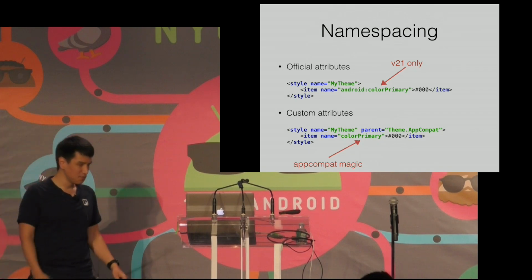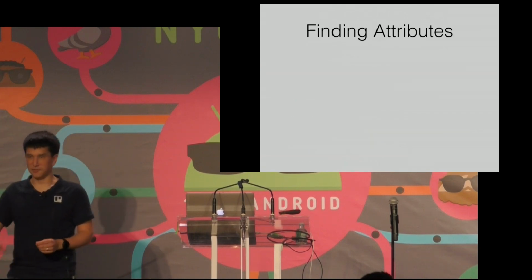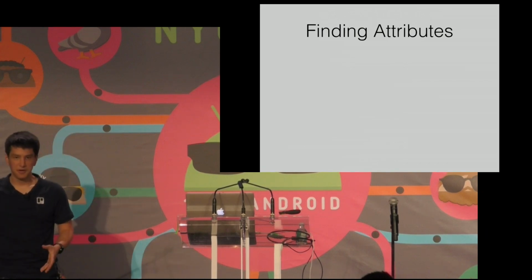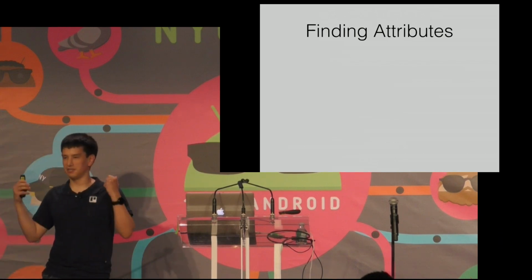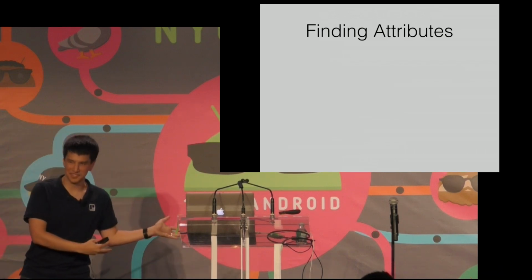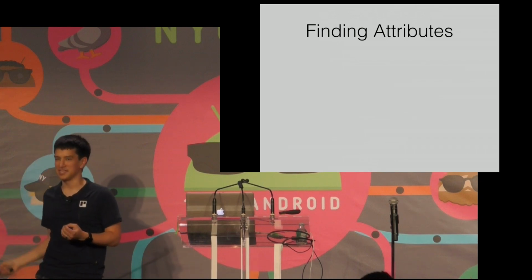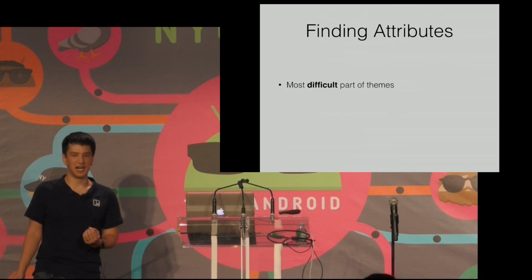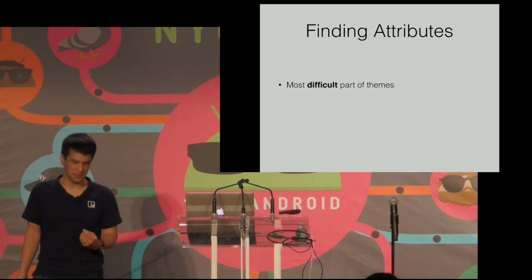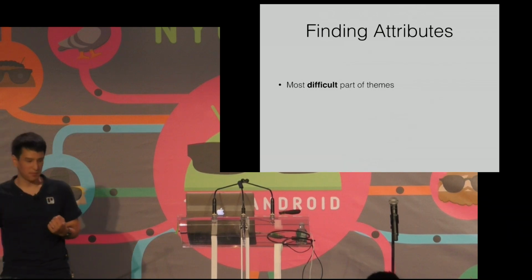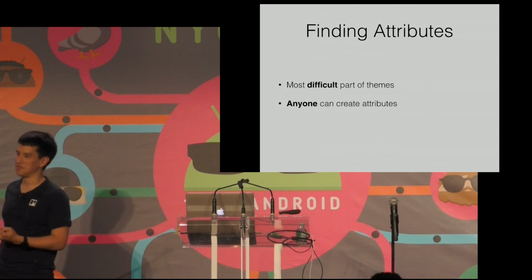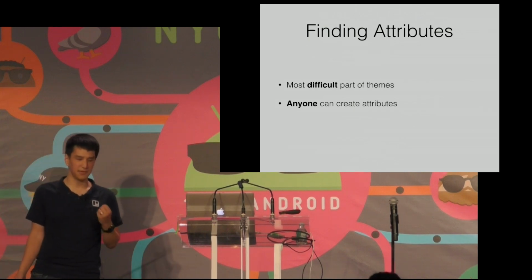So finding attributes, I went over kind of like what the attributes can do. And you might be like, all right, that's really cool, but how do I actually know where these attributes live? How do I figure out like what attribute changes the buttons? And the unfortunate thing is that this is by far the most difficult part of theming, at least in my mind, because there are tons and tons and tons of attributes. And then to add on top of that, anyone can create attributes and add to your situation and make it even worse. Anyone can define attributes.